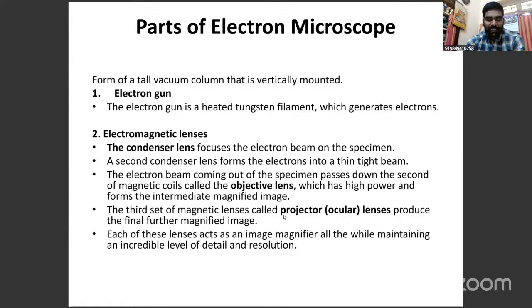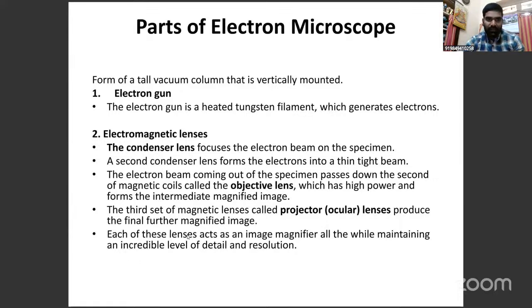Okay, the third set of magnetic lenses are called projector lenses, which produce the final further magnified image. As the objective lens makes the intermediate magnified image, the third set of magnetic lenses, the projector lenses, produce the further magnified image. The electrons from this intermediate image go through these projector lenses and form a magnified image.